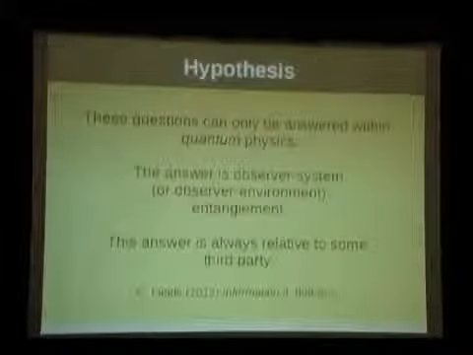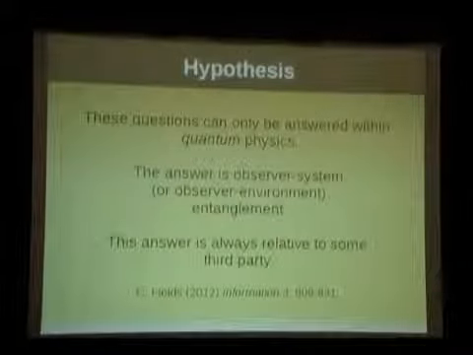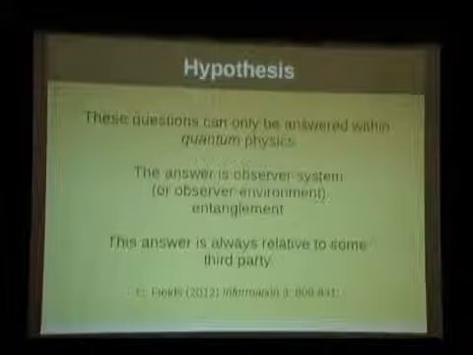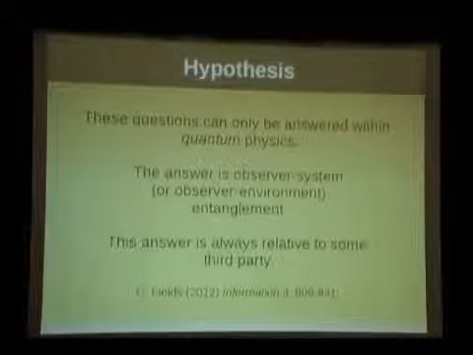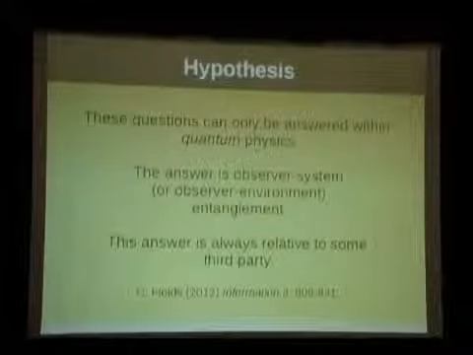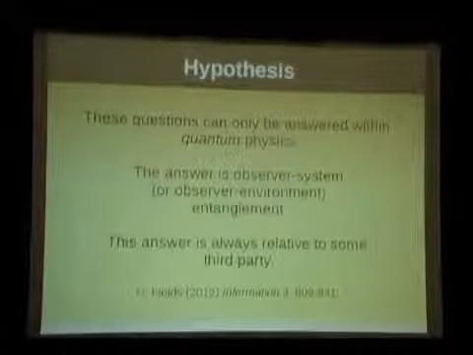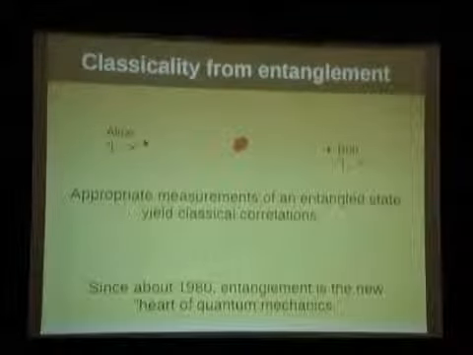Okay. So how do we do this? It's my hypothesis, of course, that you can't do it in classical theory, but that you can do it in quantum theory. And the answer is entanglement. And the catch, there's always a catch. The catch here is that the answer is always relative to some third party. Now, how does that work?